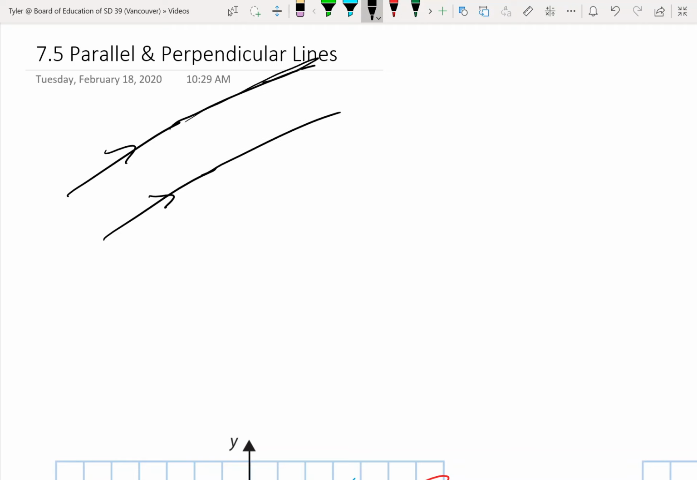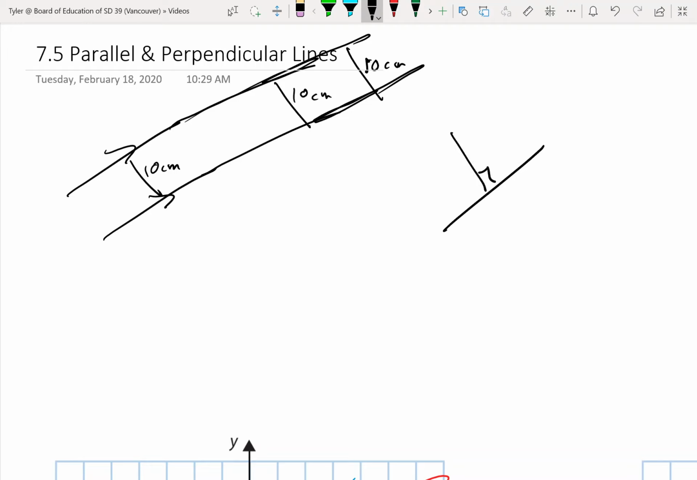They will stay going the same angle upwards, which means that if there was like 10 centimeters between them there'll always be 10 centimeters in between them. They're always the same distance apart. That's what parallel means. Perpendicular is the opposite. So that is when you have two lines that intersect at a 90-degree angle. Okay, they make that T shape. Parallel, perpendicular.